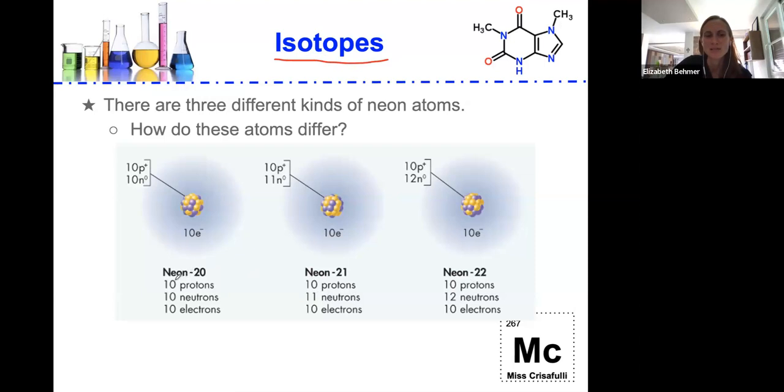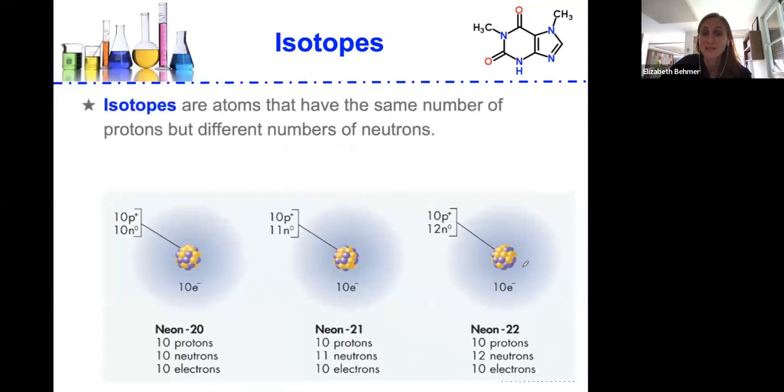This is called neon 20 because the mass is 20. Take 10 protons plus 10 neutrons is equal to 20. Neon 21, the mass number is 21 because it adds an extra neutron to it. 10 plus 11 is 21. The isotope neon 22 still always has the same number of protons, but just has different numbers of neutrons. So in order to determine isotopes, isotopes will have different numbers of neutrons in their nucleus. So it'll affect the mass number.